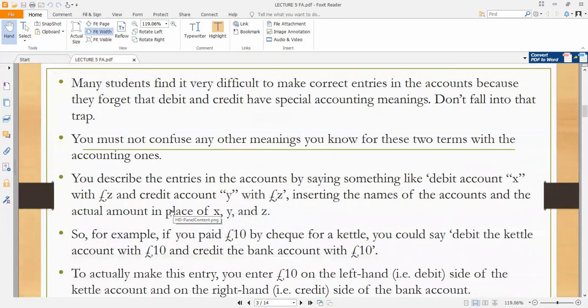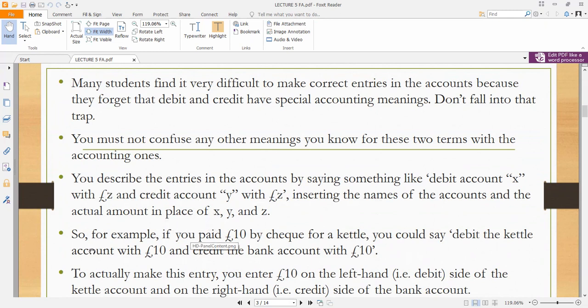For instance, you describe the entries in the accounts by saying: debit account X with Z pounds, credit account Y with Z pounds, inserting the names of the accounts and the actual amount in place of X, Y and Z. For now you may have difficulties understanding that, but move along, you'll be able to understand.